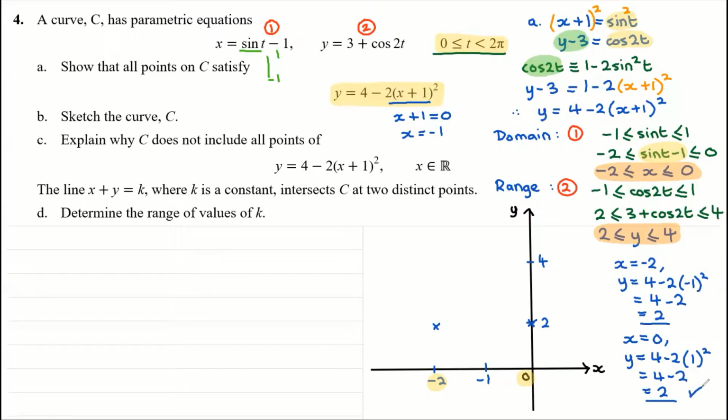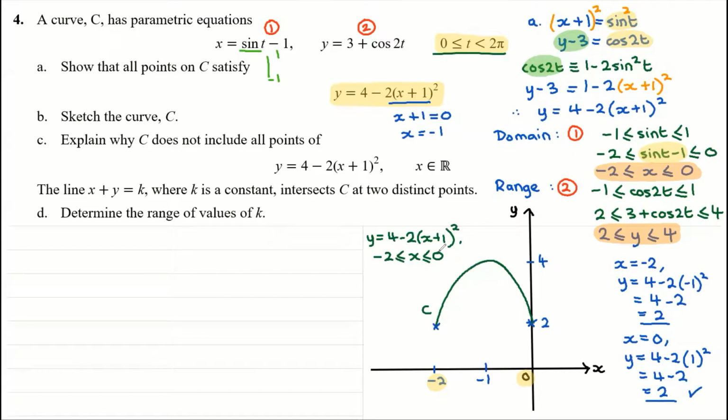So we can now sketch this graph. So it's going to start here. It's going to go up to 4 at the mirror line. It's going to come down. So that's my curve C. Okay, and C is y is equal to 4 subtract 2 lots of x plus 1 all squared, with the limited domain of x being restricted between -2 and 0. Okay, but that's the sketch completed nonetheless.